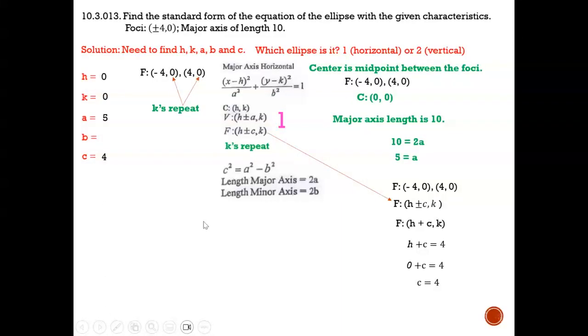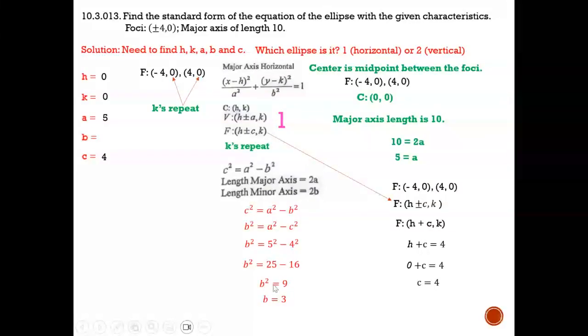Now to find b, we saw that c squared equals a squared minus b squared. Right? We're solving for b, so the b and the c switch. We plug in the values for a and c. My a is 5 and my c is 4. So 5 squared minus 4 squared will give us 25 minus 16. So b squared equals 9, so b equals 3. So I got my b.